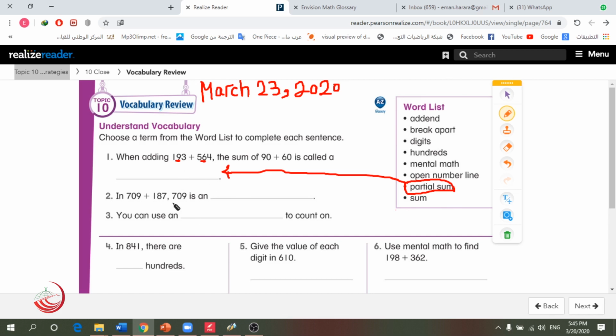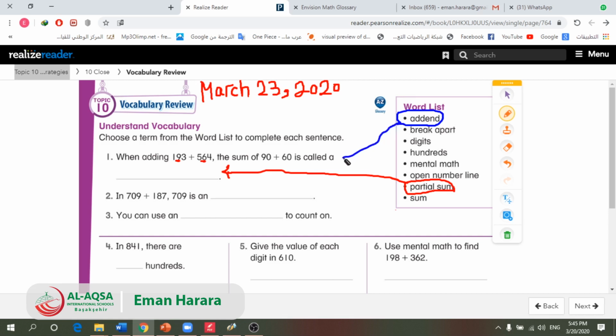So here one number which is added to the other, what do we call it? Addend. So let's here circle it with blue. So here is the addend. Then I will make a small line in which you should write it here. Now let's see number 3.